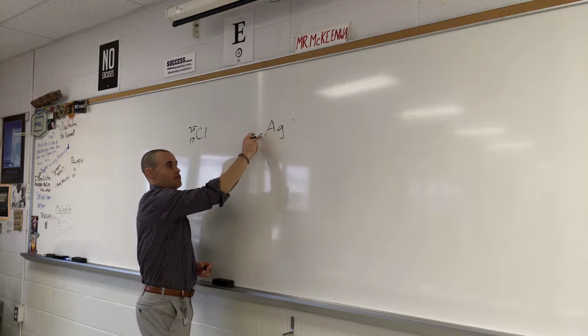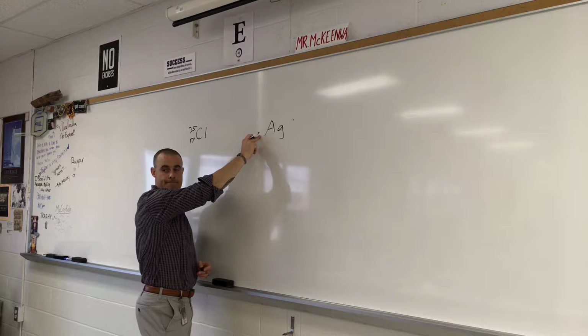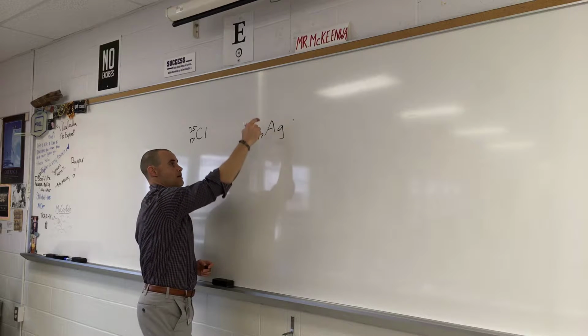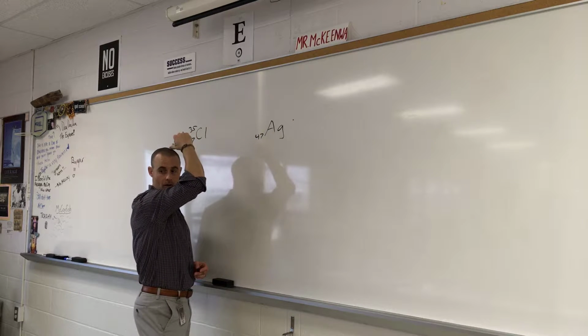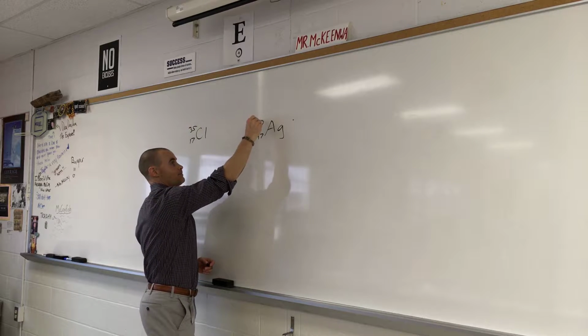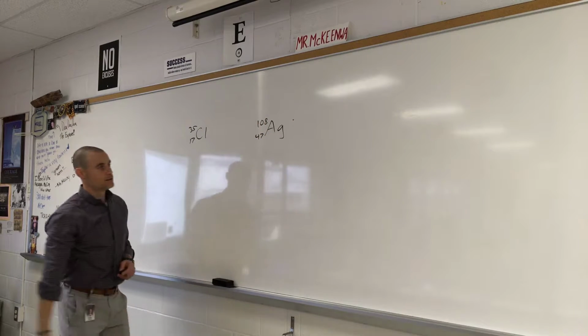What's the atomic number? That goes in the bottom left. 47. 47, good. And then what's the mass? We'll round it to a whole number. 108. 108, good. All right, questions on that?